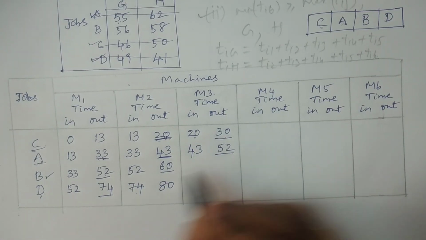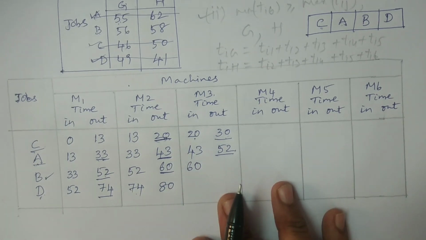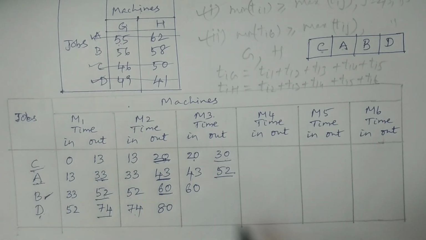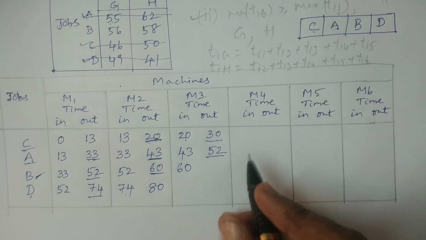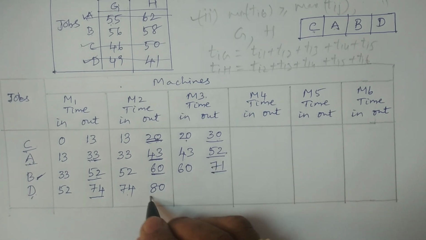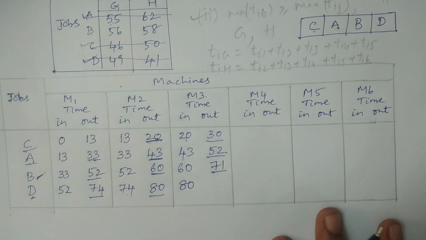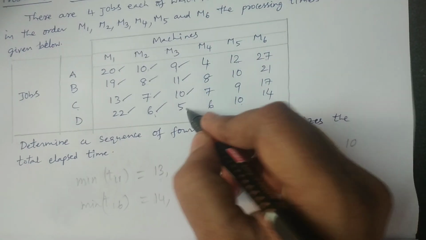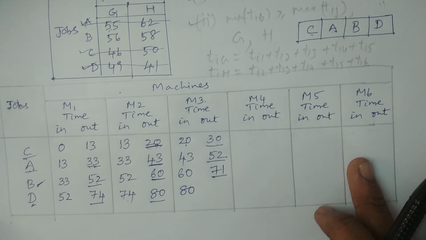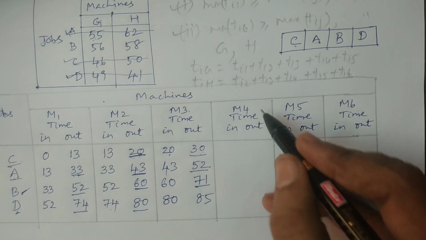And the maximum of 52 and 60 is 60. And 60 plus the processing time of job B on mission 3, which is 11. So 60 plus 11 is 71. The maximum of 71 and 80 is 80. So 80 plus the processing time of job D on mission 3, which is 5. So 80 plus 5 is 85. Clear? 85. Now coming to mission 4.